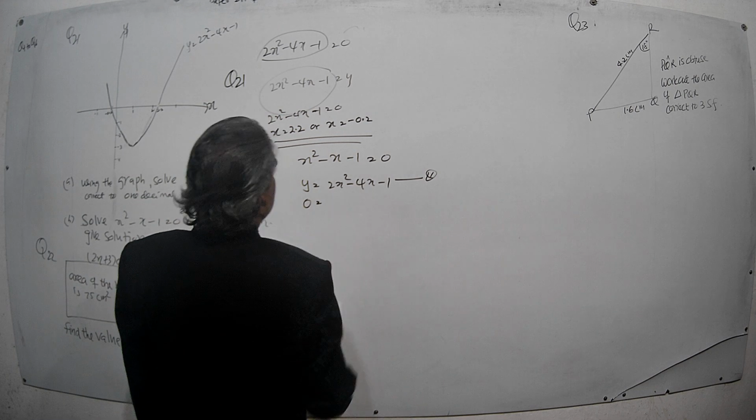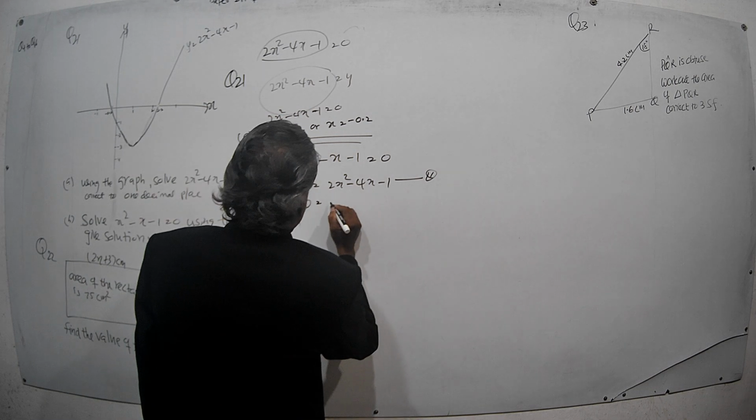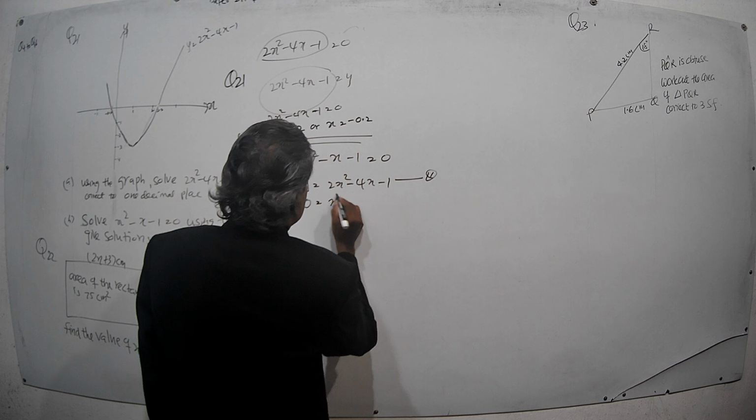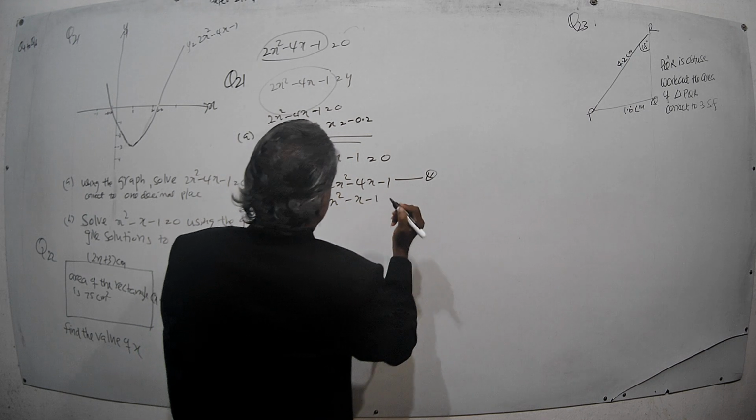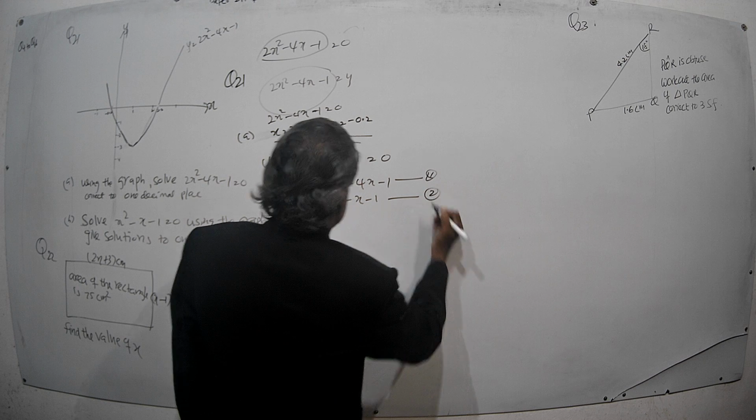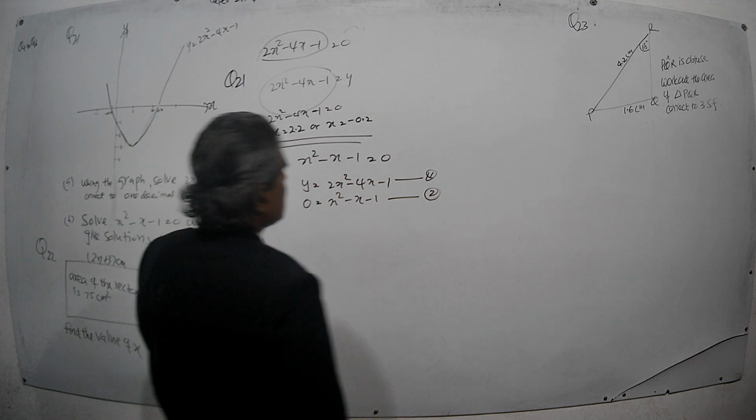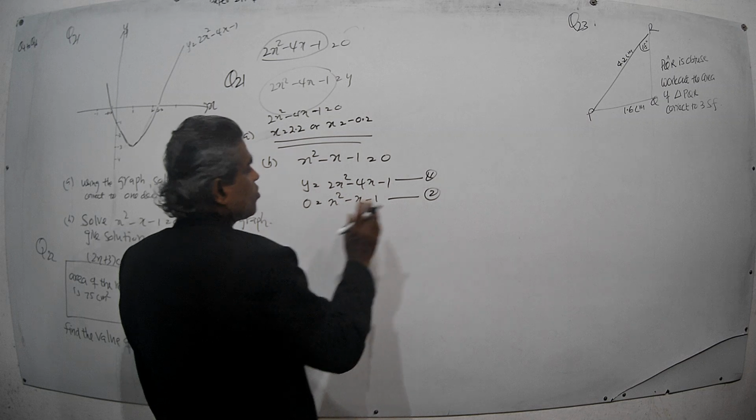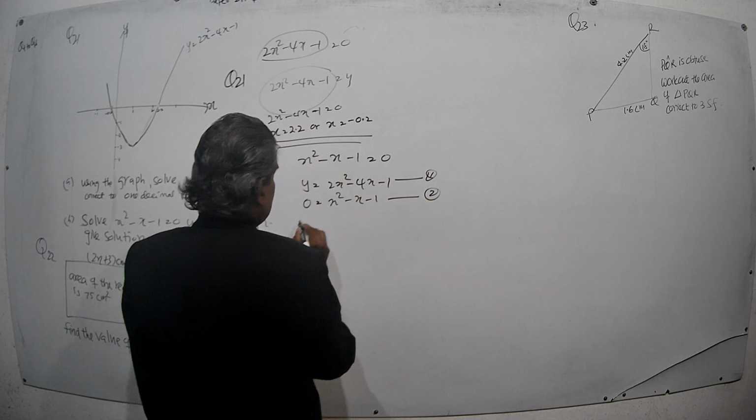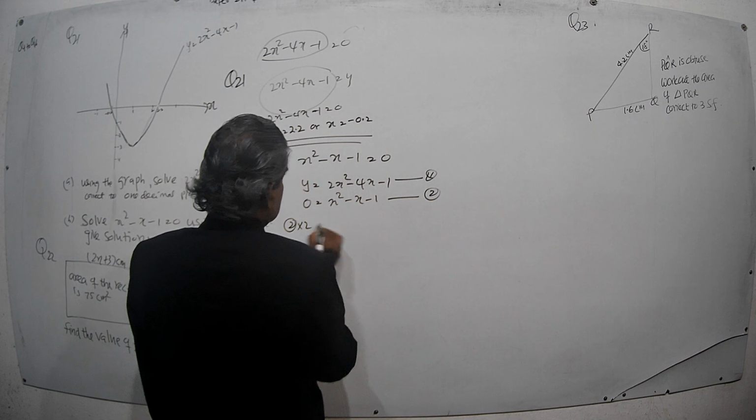0 equals x squared minus x minus 1. That is the second equation. Now what we do is we want to remove the square term. Therefore, we multiply the second one by 2.